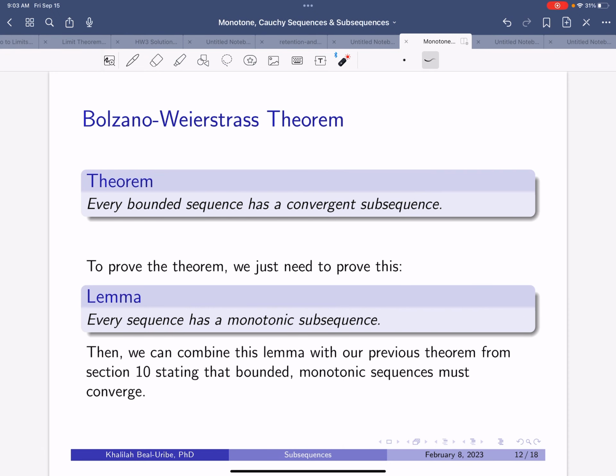And then the last thing here is the Bolzano-Weierstrass theorem. This is huge. Every bounded sequence has a convergent subsequence. And again, this is going to come essentially from using the completeness axiom to prove this.